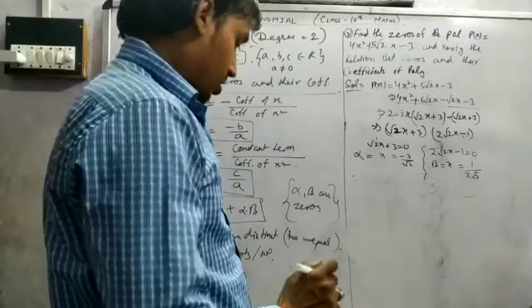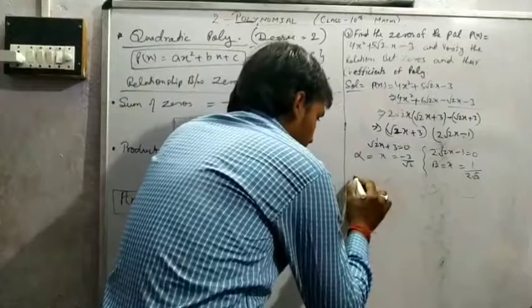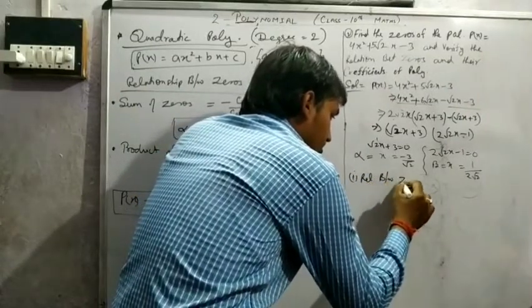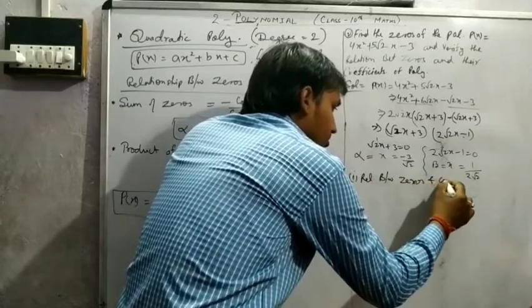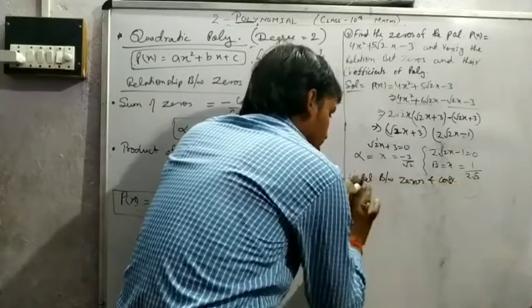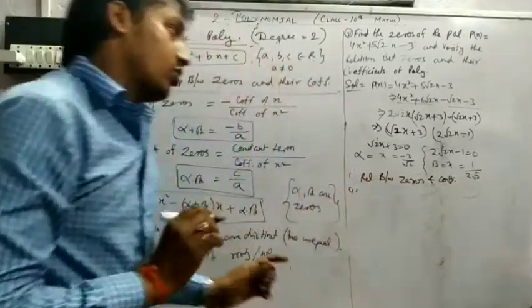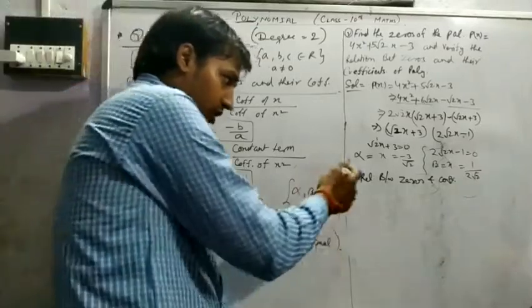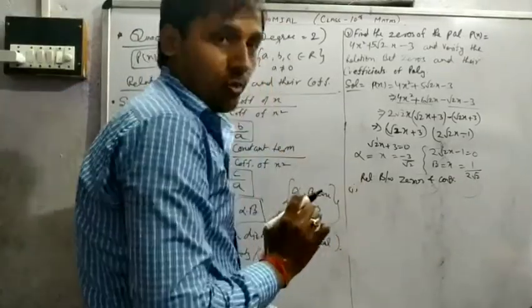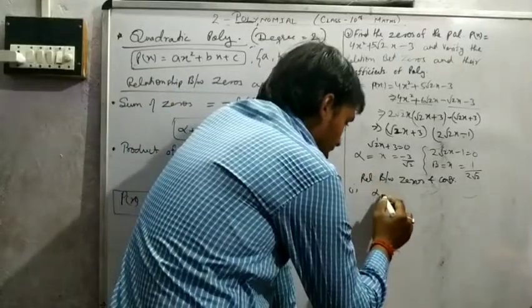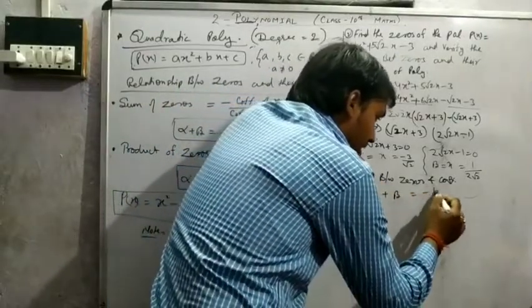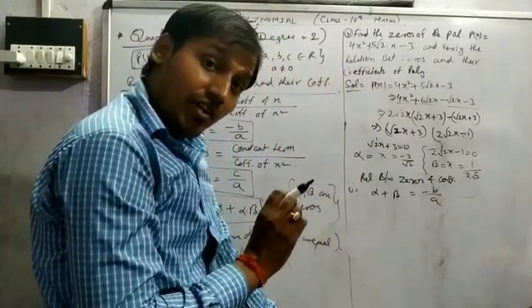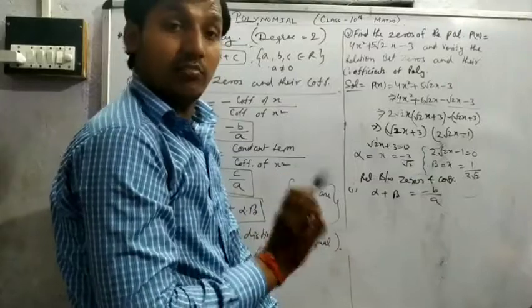Okay? Then first relation. For 2 zeros, 2 relationships. For 3 zeros, 3 relationships, because after this we have to study cubic polynomials. Then the first relation: alpha plus beta is equal to minus b upon a. Put in all the values and they are always verified. If not verified, that means you are wrong.